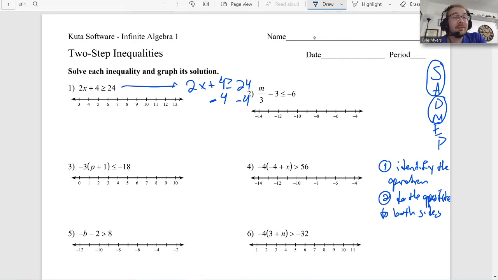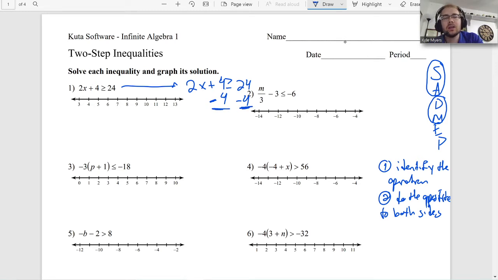The opposite of times is divide, but according to SADMEP, I want to try to subtract or add something to both sides first. So even though 2x means 2 times x, that is step 1, identify the operation, but it's too soon for that. So I move on. I also see right here, x plus 4. The opposite of plus 4 would be minus 4. So that's why I came to that conclusion of minus 4 on both sides.